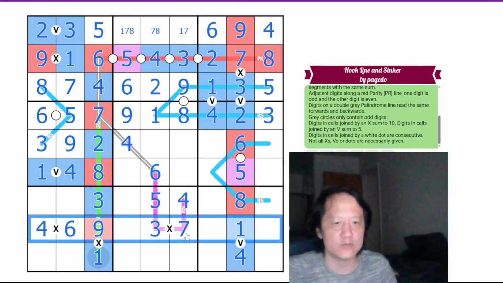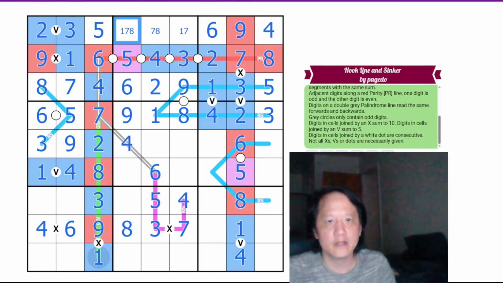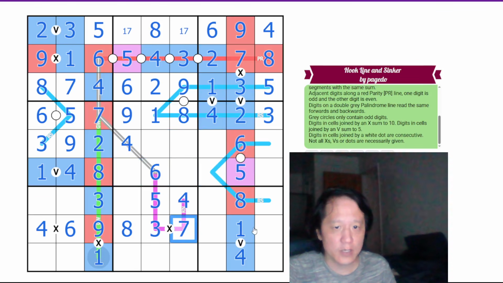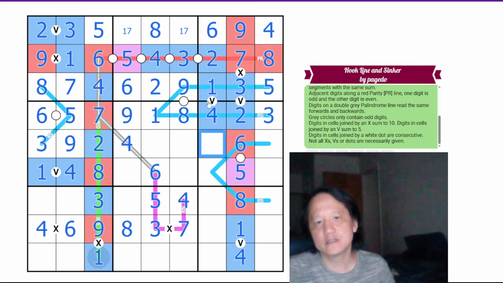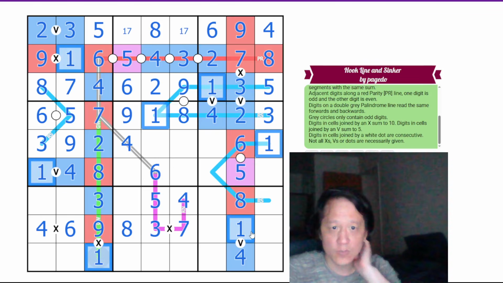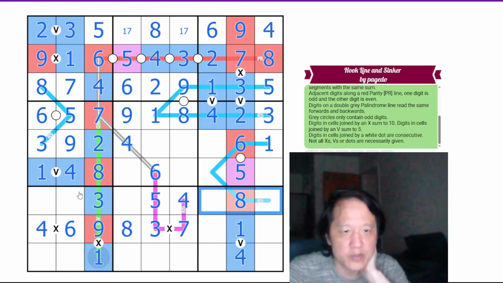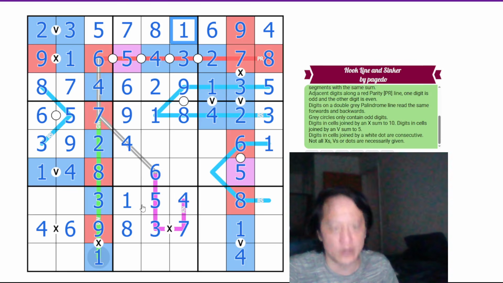Where is 8 in row 8? Cannot be here because of 8 in the box, so 8 has to be there. That eliminates 8 there. Where is 8 in row 1? It can only be here. Okay. Where is 1 in row 5? Can't be here because of 1's in the boxes. Can't be here because of 1 in the column, so 1 has to be there. Where is 1 in row 7? Can't be here because of 1's in the boxes, so it has to be there, which means this can't be 1. That's 7, which makes that 1.